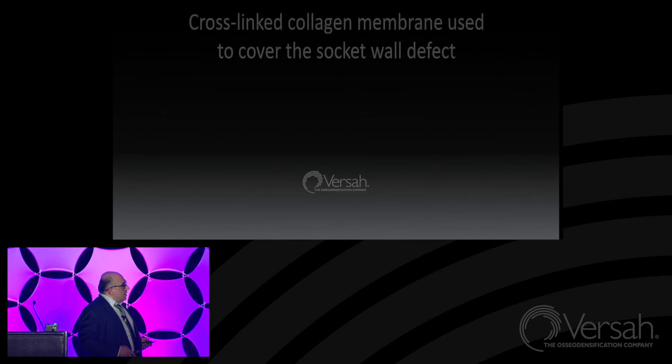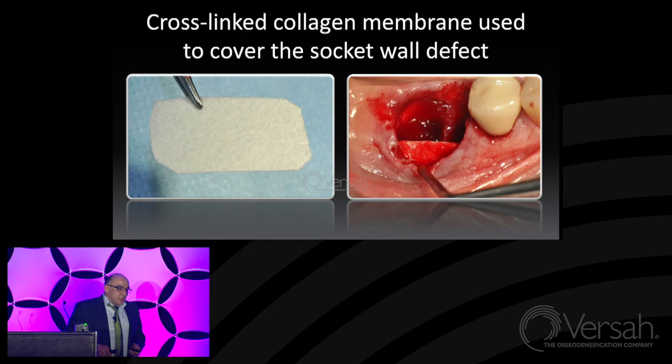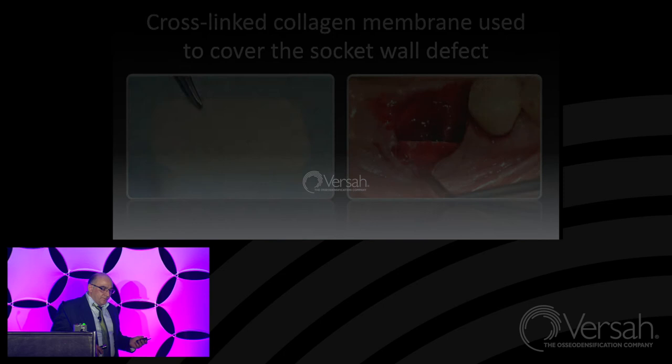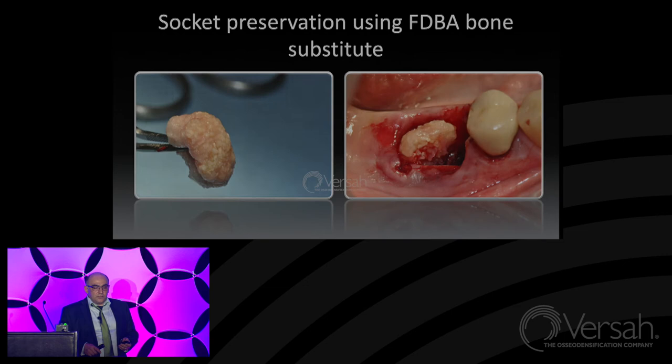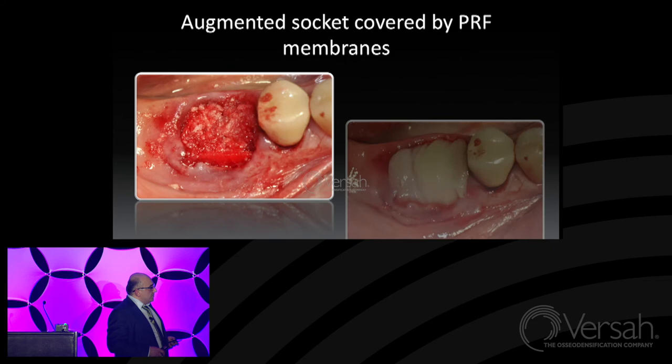We got some cross-linked collagen membrane. Place it in between the vestibular flap and vestibular wall of the alveolar ridge. And preserve the socket with FDBA in sticky format, which I usually use in my practice. Fill the socket. We do it very tightly. Here it is. And cover the socket with the PRF membranes.